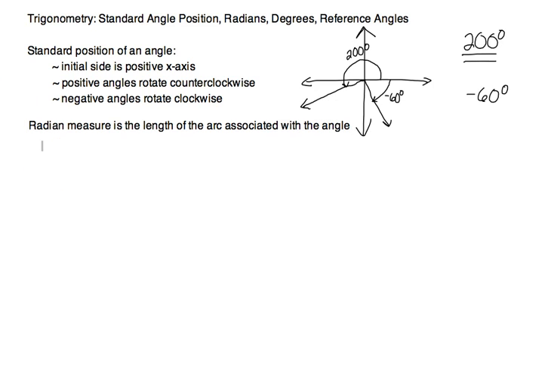So if I want to draw a picture for that, let's say I am looking at a familiar angle of 45 degrees. So I'm going to use a familiar one because everyone knows where that should look. So if I have a 45-degree angle, which graphing it in standard position would look like this, radian measure is the arc that's associated with the angle.